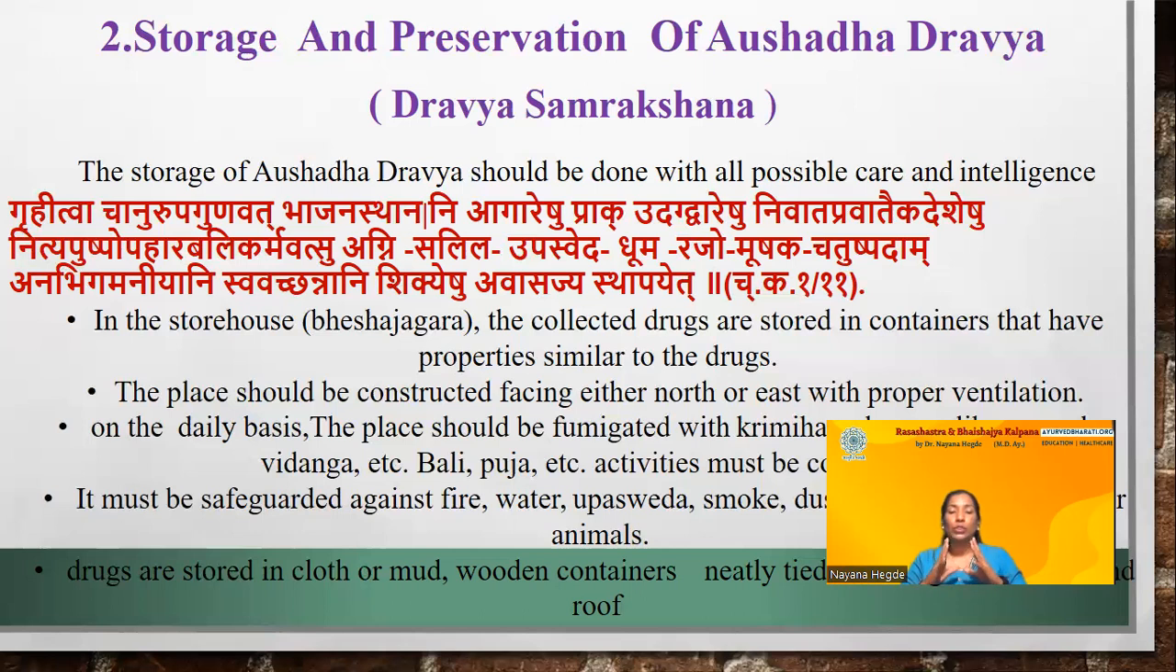Duma, where one should safeguard the Bhaishajagara, or the medicines which are collected in the Bhaishajagara, from the smoke or the dust. Mushaka means rats and rodents. Chatushpada means any animals with four legs, four pada-yukta animals. We should not allow the entry of rodents, rats in the Bhaishajagara.